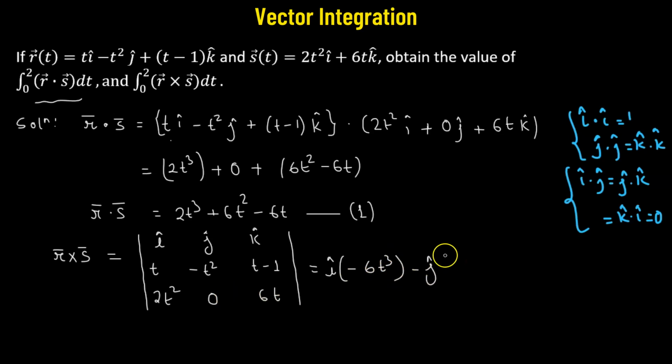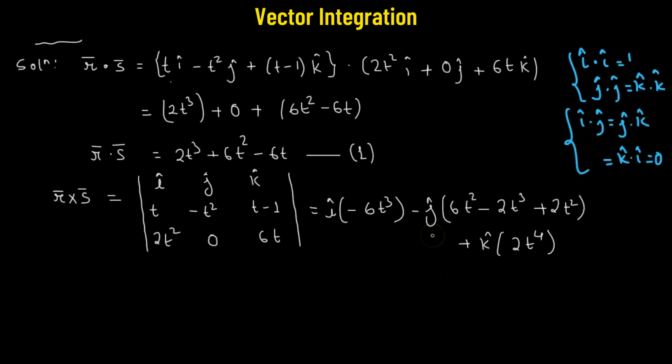Minus j cap. We'll take the product between t and 6t. So that's 6t squared. Minus the product between 2t squared and t minus 1. That will be 2t cubed minus 2t squared. So since there's a negative sign here, it will change to positive 2t squared. Plus k cap. So for k cap, we have t times 0, so that's 0. Minus negative t squared times 2t squared. So we'll get positive 2t raised to the power of 4.